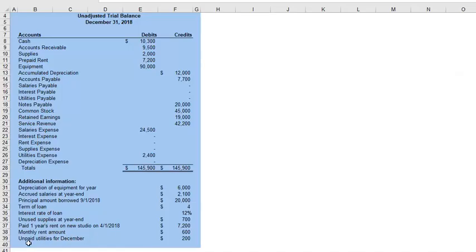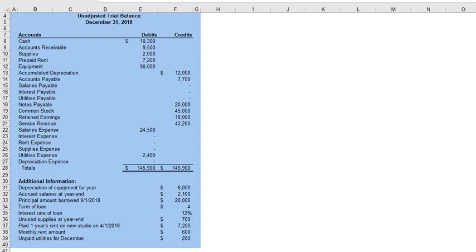Last entry here, unpaid utilities for December. I had a cost of doing business. I had my lights on. My customers are not going to walk into my store if I don't have the lights on. So this is definitely a cost of business, but I haven't been billed yet from the utilities company. So I know that I've had an expense and that I owe for that expense. So I have a liability.